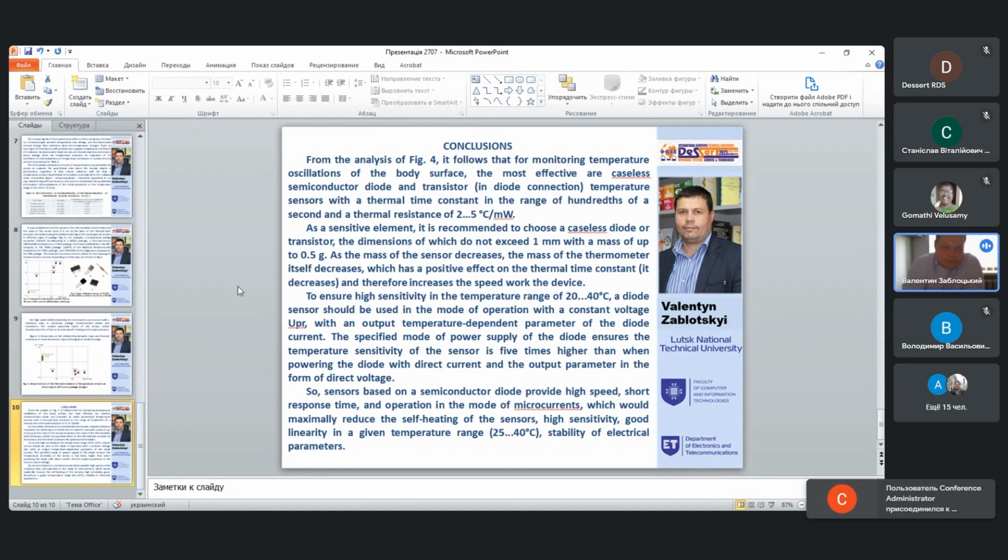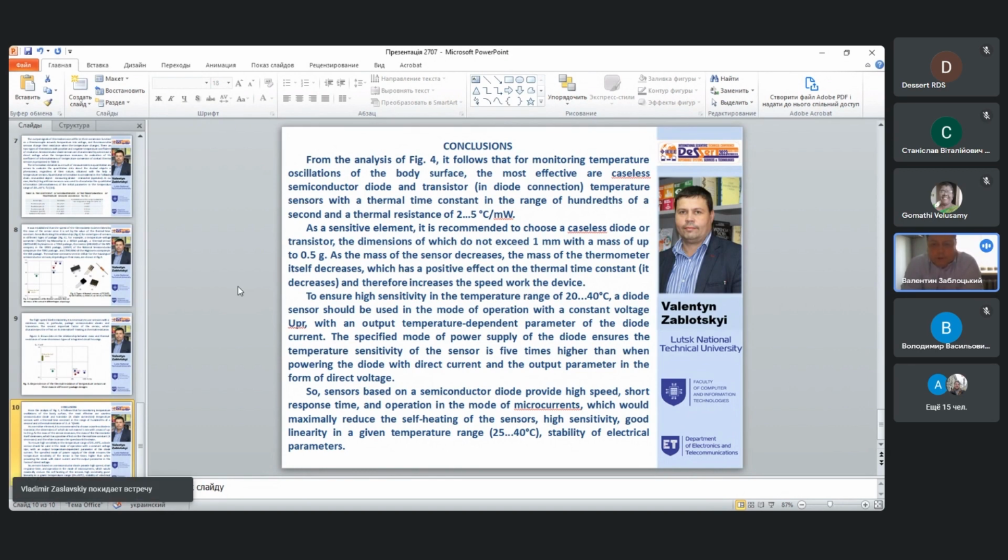So sensors based on semiconductor diodes provide high speed, short response time, and operation in the mode of microcurrents, which would maximally reduce the self-heating, and the sensor has high sensitivity, good linearity in a given temperature range of 25-40 degrees, and stability of electrical parameters. I conclude. Thank you for your attention.